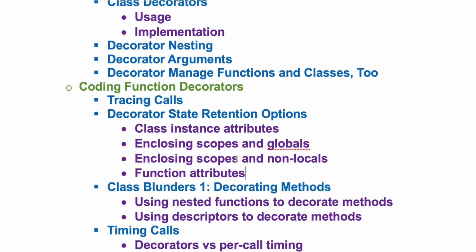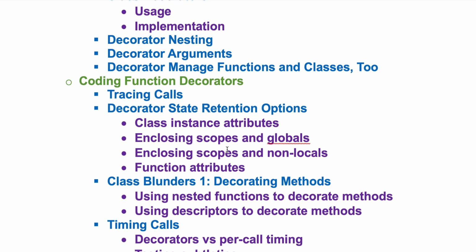So the decorator state retention options generally need to support multiple decorated objects and multiple calls, but there are a number of ways to implement these goals. Instance attributes, global variables, nonlocal closure variables, and function attributes are used to retain state. First, class instance attributes.